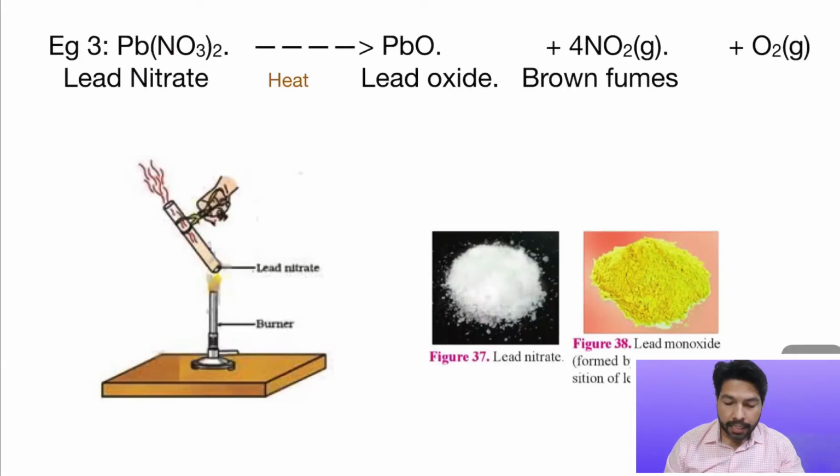The third example is thermal decomposition of lead nitrate. When it is heated, it produces lead oxide, which is yellow in color, and NO2 plus oxygen gas is also released. So you can see in the experiment that NO2 gas is released. NO2 gas is brown in color. So you can see when the experiment is performed, that brown color NO2 fumes are evolving.